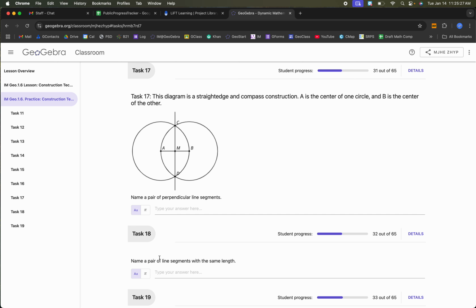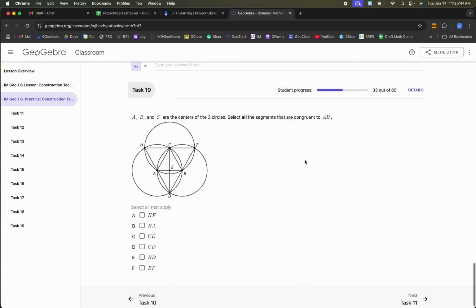So for 18, we're using the same diagram. It says name a pair of line segments with the same length. So which segments have exactly the same length? That means you're listing two different line segments that have to have exactly the same length. Pause the video, answer the question.